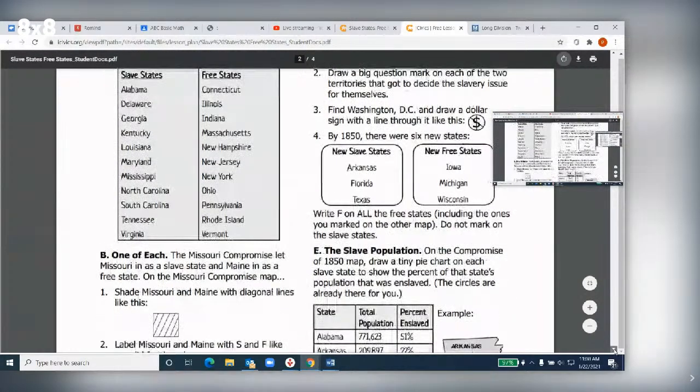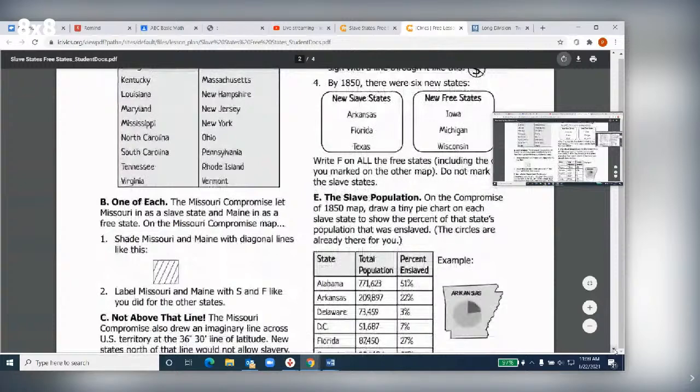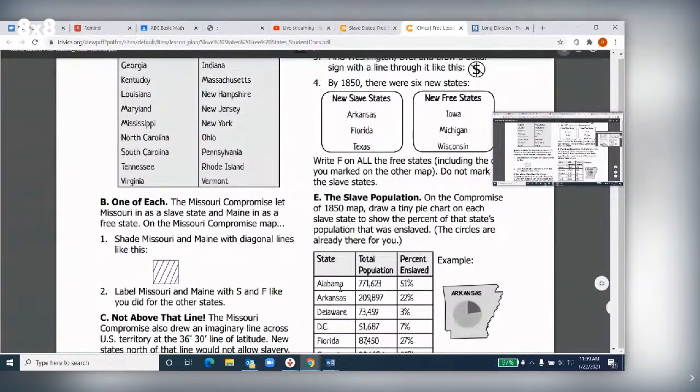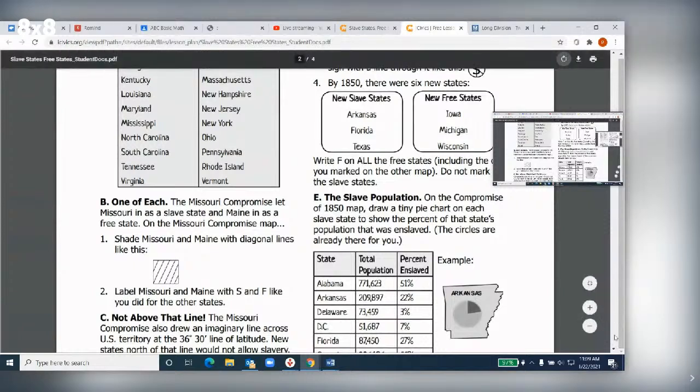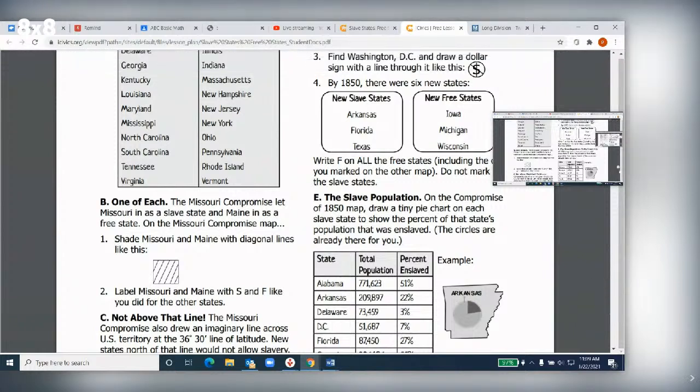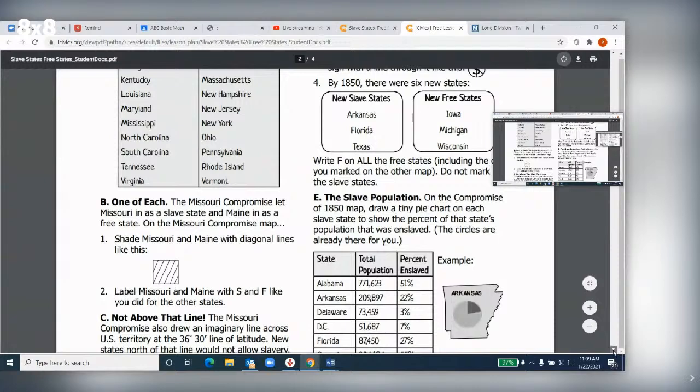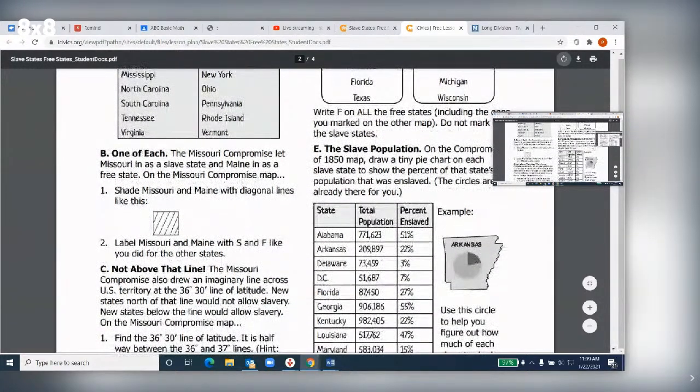Then what it asks you to do is use a pie graph on all the slave states to show what the enslaved population was. So in Arkansas right here, you see this pie graph because Arkansas is about 25%. So that'd be a quarter, and what that pie graph is showing is how many people in Arkansas were enslaved. For Alabama, it would be a half. It'd be right in the middle because it's about 51%. For Delaware and DC, it's smaller. So it asks you for all these states to put a pie graph in there showing how many people were enslaved.